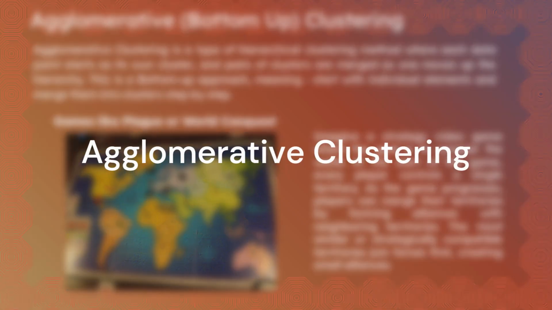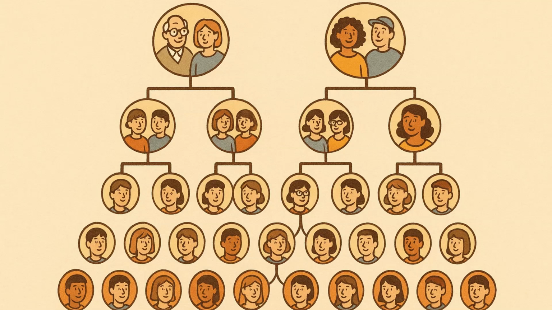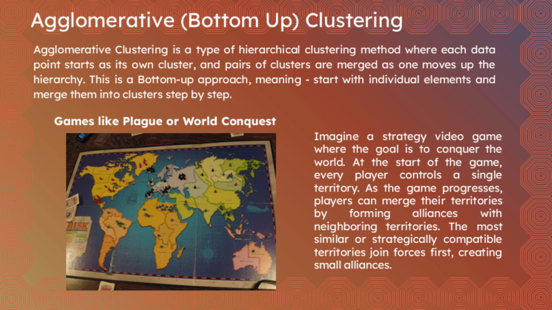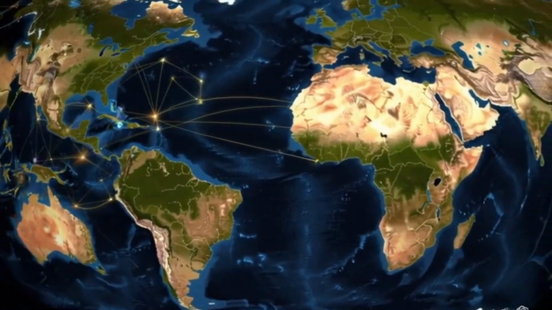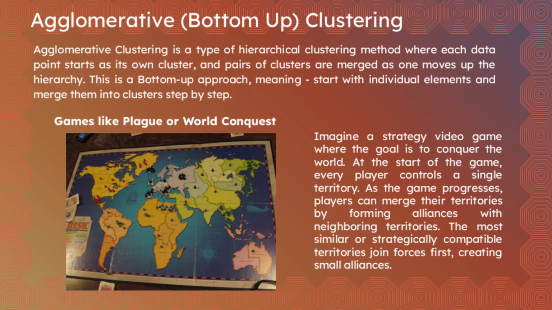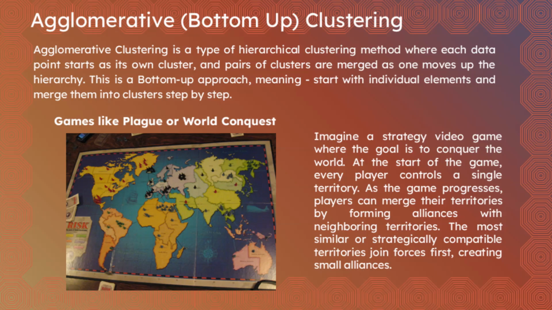Agglomerative clustering is a hierarchical clustering method that starts with each data point in its own cluster. Gradually, the most similar clusters are merged step by step, forming a hierarchy from the bottom up. Think of it like a strategy game, such as Plague or World Conquest. At the beginning, each player controls just one territory. As the game progresses, players form alliances with neighboring territories that are similar or strategically compatible. These small alliances grow as more regions join, mimicking how clusters combine in agglomerative clustering.